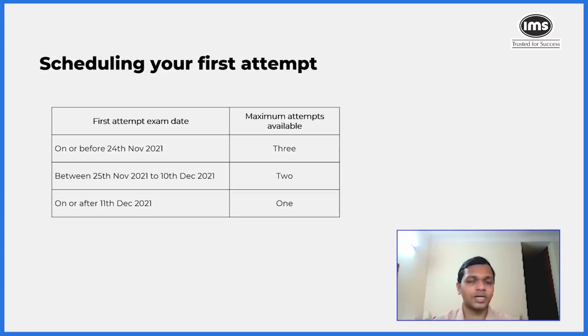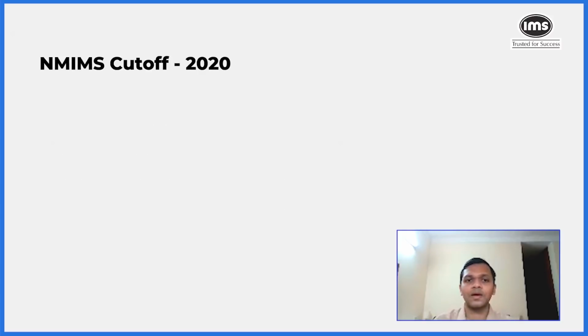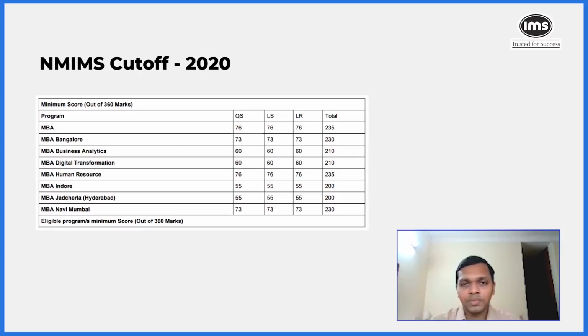So you'll have to think about what exactly you're planning to do: 1 attempt, 2 attempts, or 3 attempts. Give it a thought, and only then start your application and select the first attempt date. Let's also quickly look at the NMIMS cutoff now.